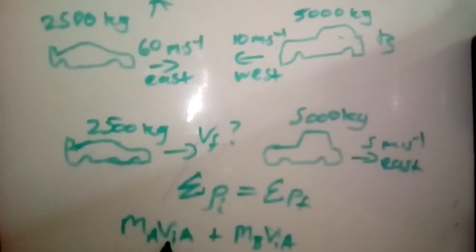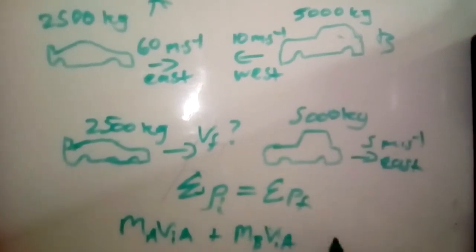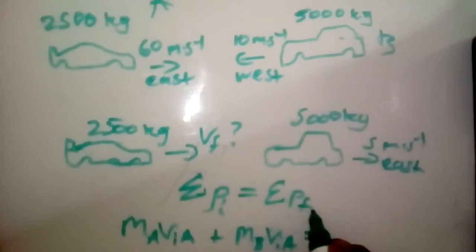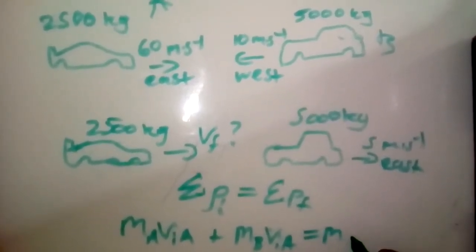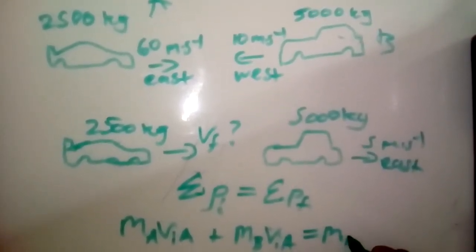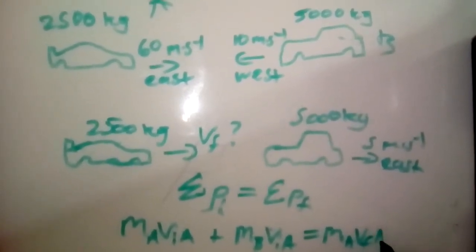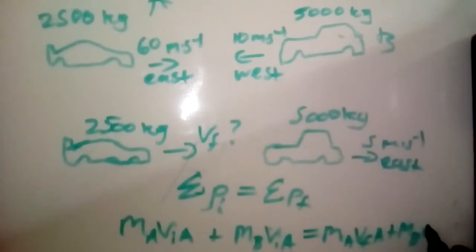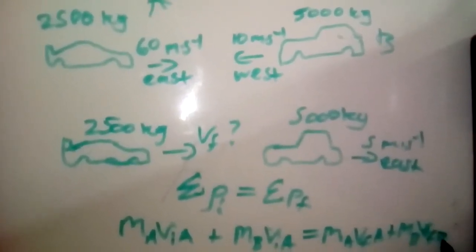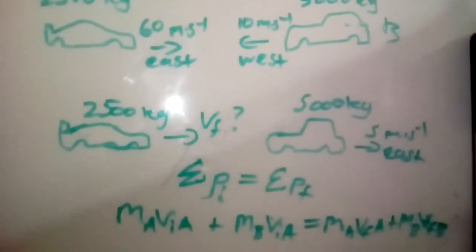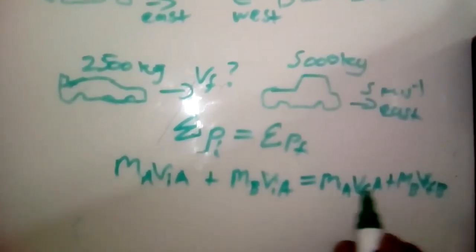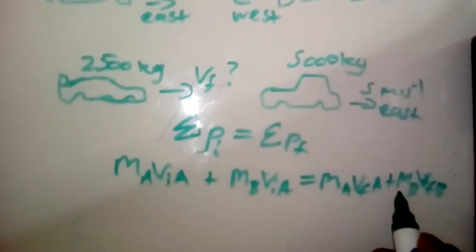So momentum of A plus momentum of B before, right? That's why it's written V initial. Is equal to, now this is final, the momentum of object A, which is the mass of object A times the final velocity of object A, plus the mass of object B times the final velocity of object B, right? So originally, this is how you must write the equation.